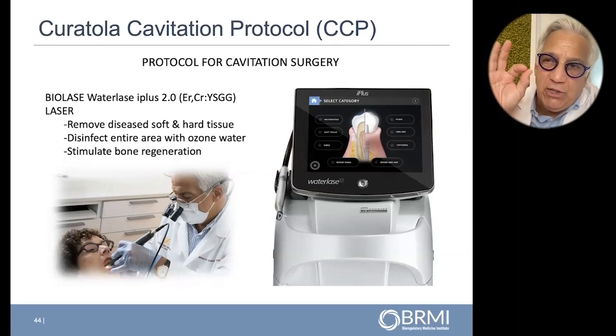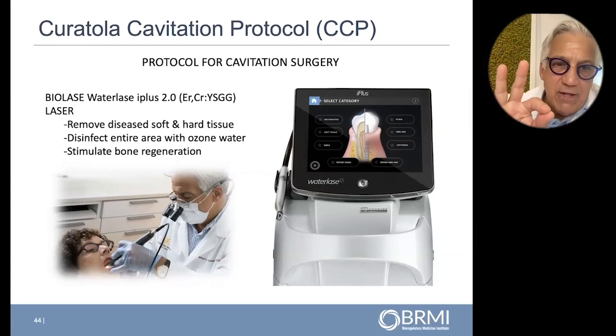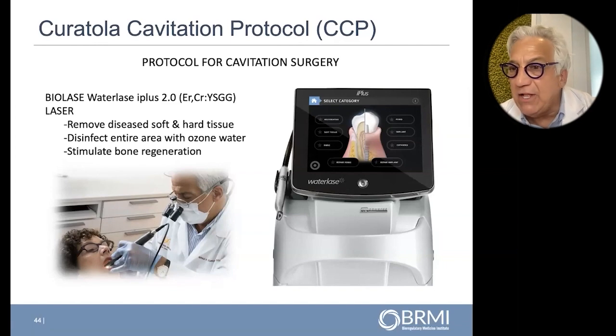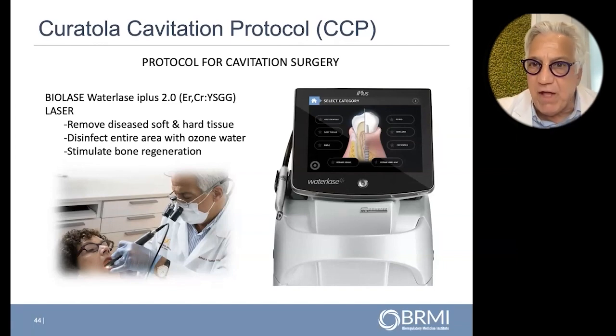And this wavelength of light actually stimulates mitotic division of the osteoblast. And in English, the cells that make new bone to fill the hole in are called osteoblasts. And when you divide the mitochondria, the cells divide. And so you grow bone back faster. So we're able to regenerate bone, which is a fantastic, fantastic thing.